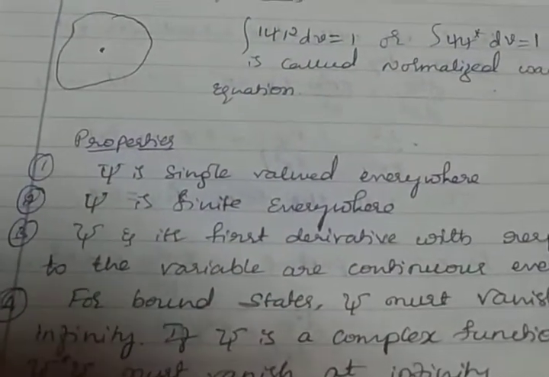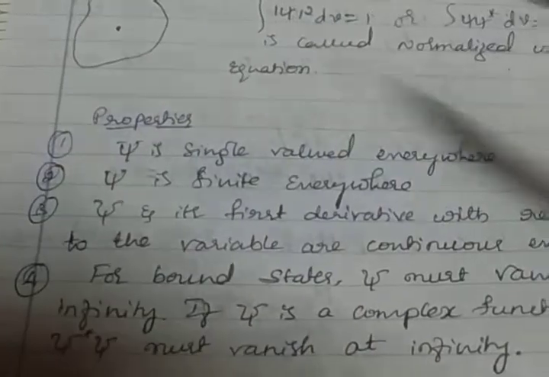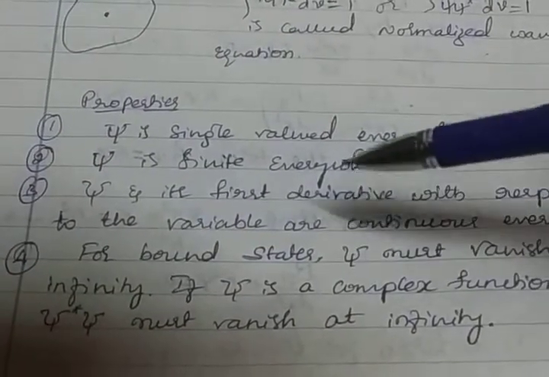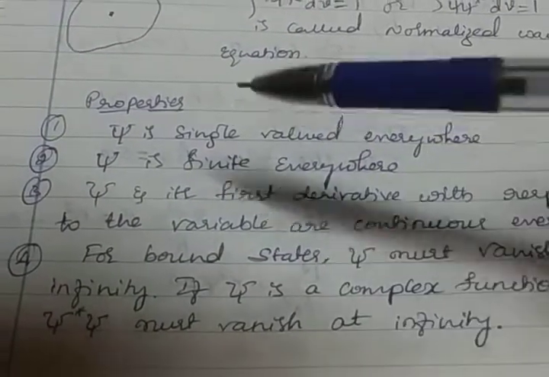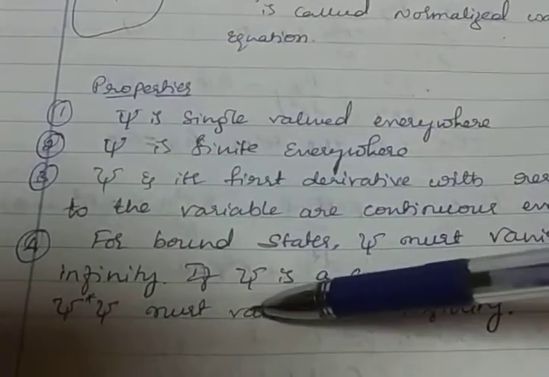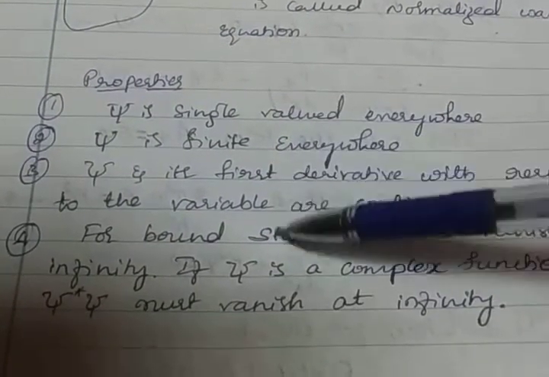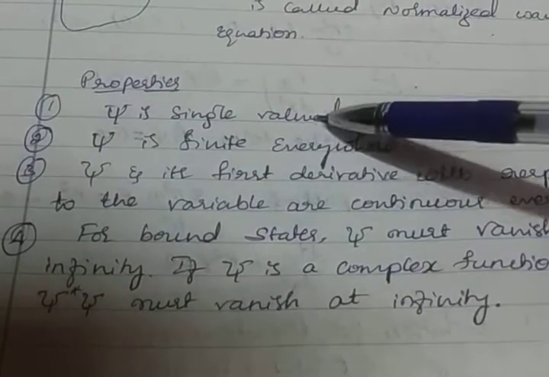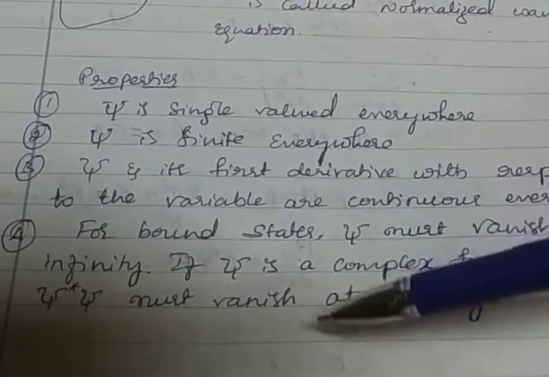Next are some properties. The wave function has some properties that are given here. It has four properties. These four property points are very important. The explanation of these points is not necessary from the exam point of view.